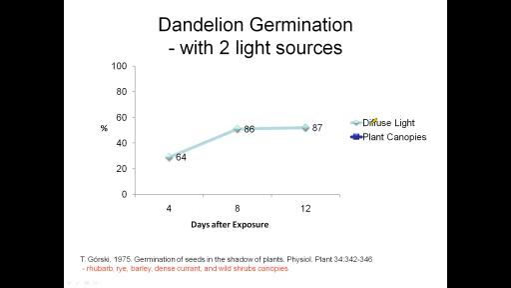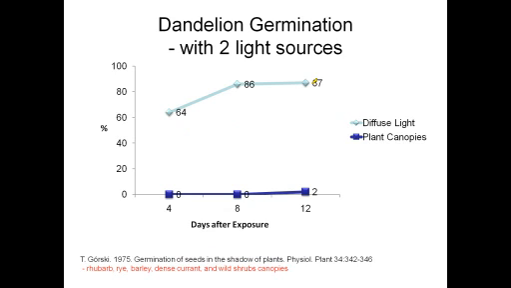So you see with diffuse light, dandelion germinates very well after 4 days, 64%, and then up above 80 in 8 or 12. But if the seed feels or detects by the light quality that there is a plant canopy above it, it hardly germinates at all. And so that has implications for whether or not you'll need herbicides, and it's an implication for careful seeding.